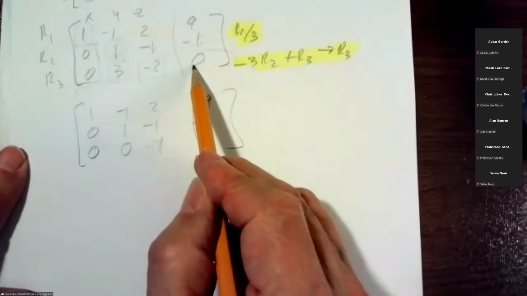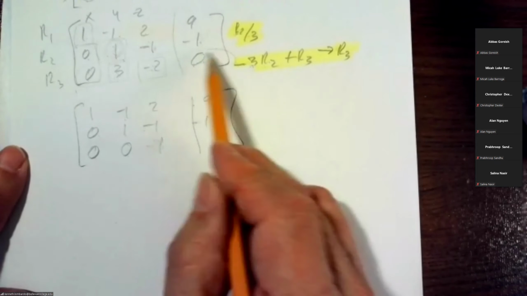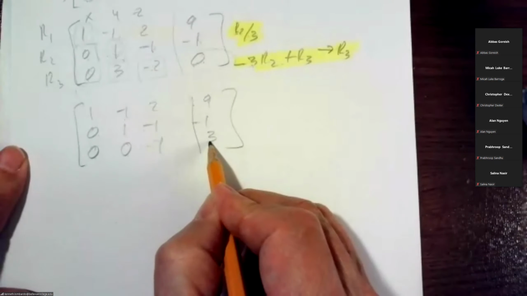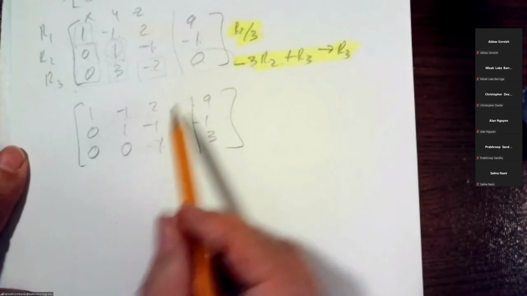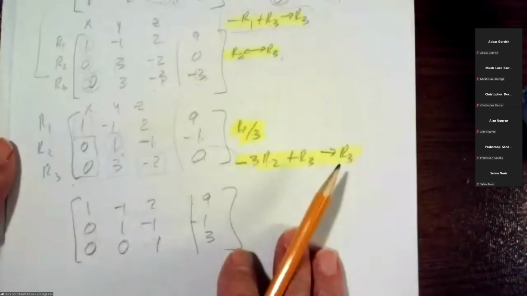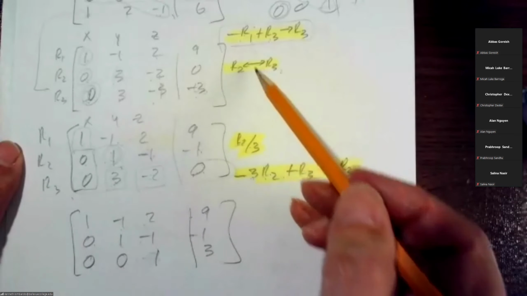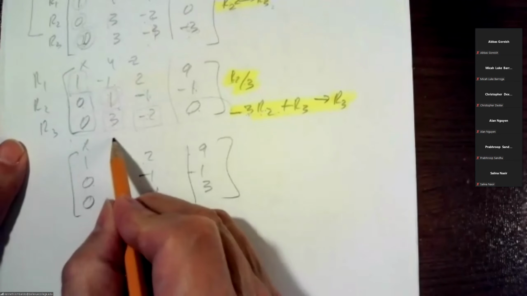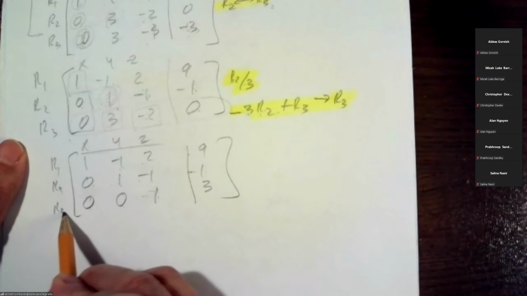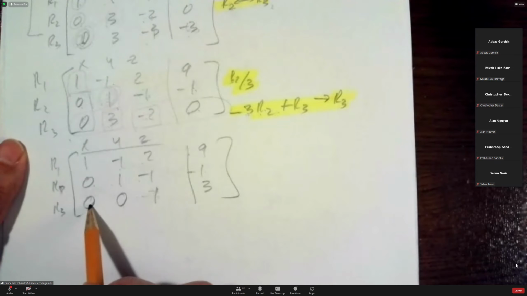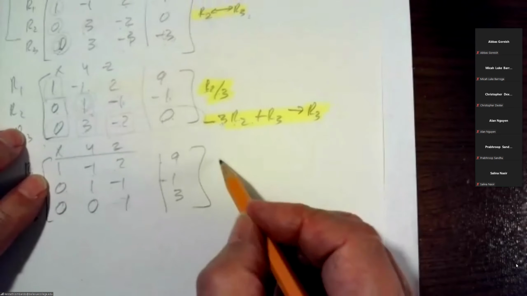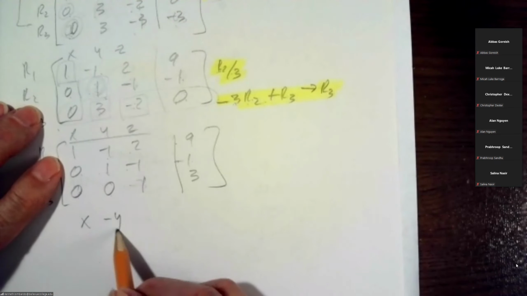9, 1. And what do we do here? Negative 3 times that plus row 3. So that was a 3, isn't it? So now look what we have. By doing these 1, 2, 3, 4 operations, we've been able now to solve for X, Y, Z. We're now able to solve for Z.